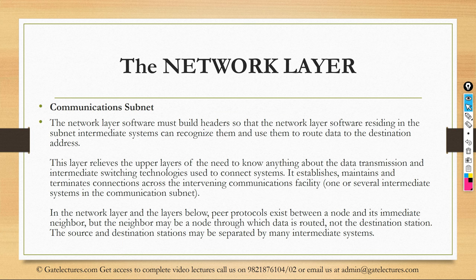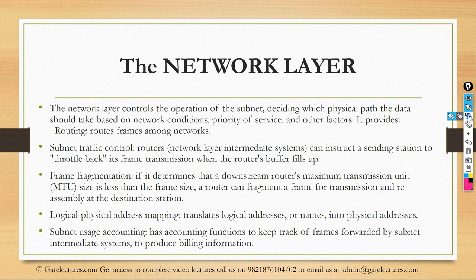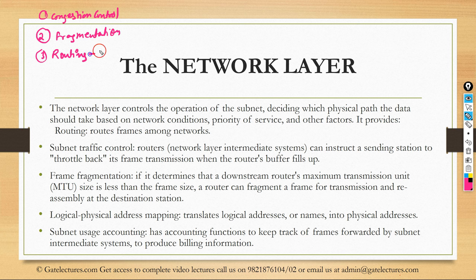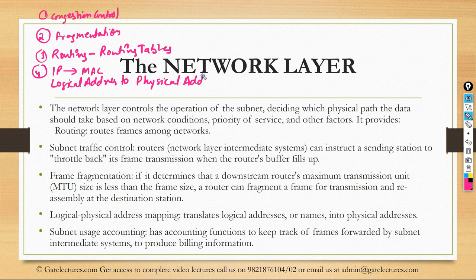Okay, so these are the responsibilities. Let me summarize all these responsibilities one by one. What was the first responsibility? That is congestion control. The second responsibility was fragmentation. The third responsibility was routing, which includes creating the routing tables. The fourth responsibility was IP address, or logical address, to physical address mapping, or you can say IP to MAC, or logical address to physical address translation. That is also the responsibility of the network layer.